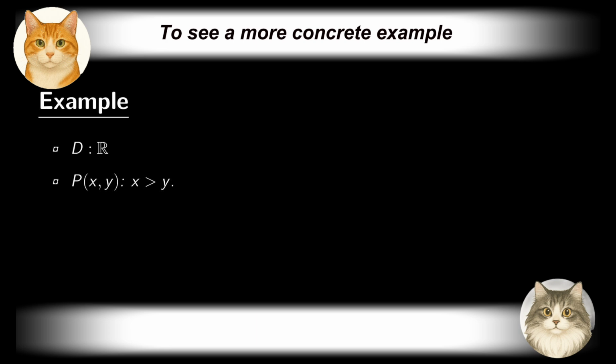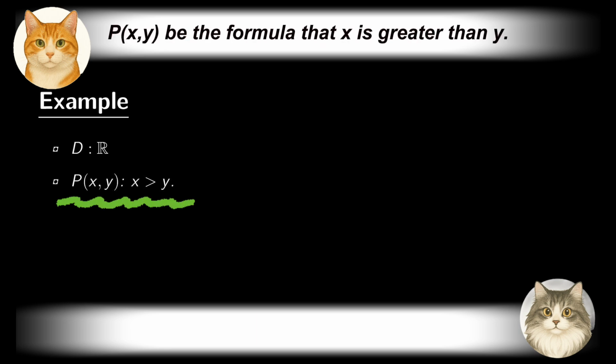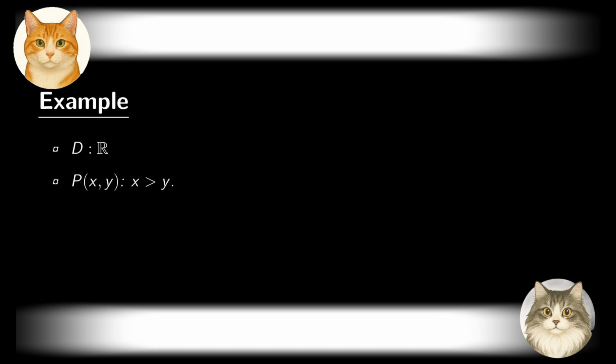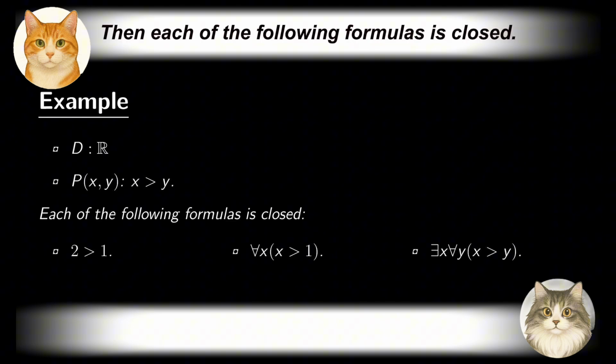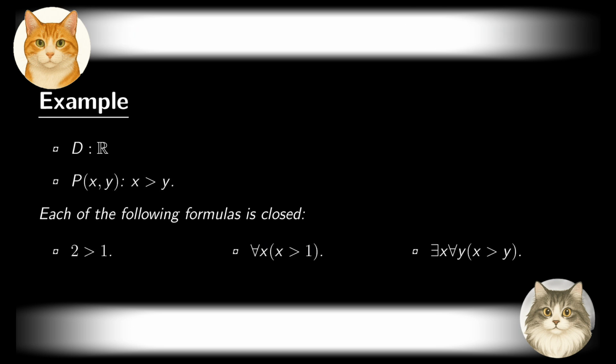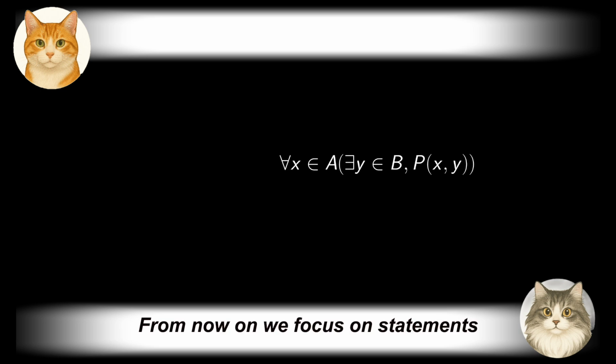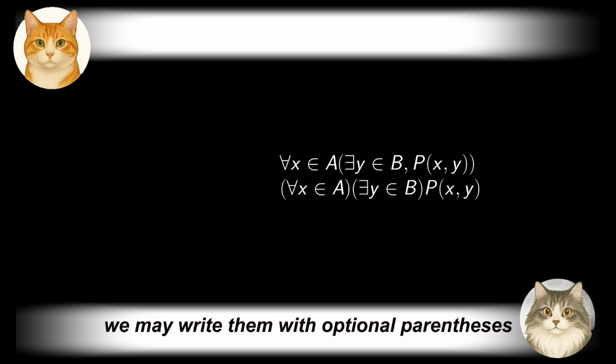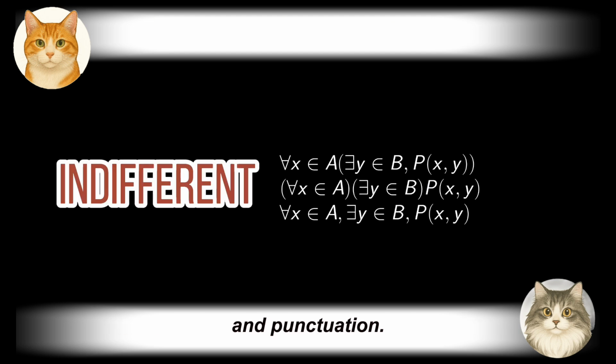To see a more concrete example, let D be real numbers, Pxy be the formula that x is greater than y. Then, each of the following formulas is closed. From now on, we focus on statements involving two quantifiers. By a slight abuse of notation, we may write them with optional parentheses and punctuation. When ambiguity arises, we will use parentheses to indicate the precedence between quantifiers and logical connectives.